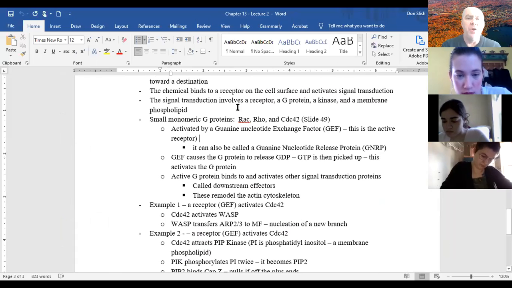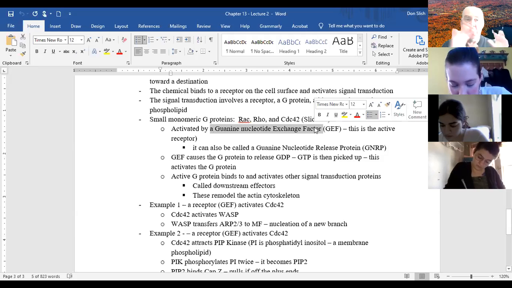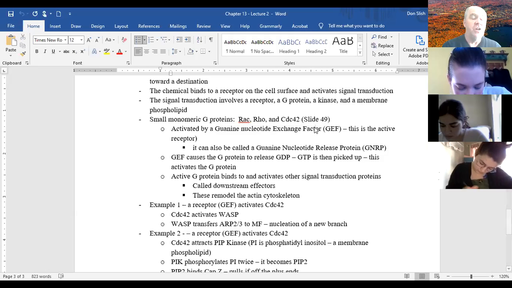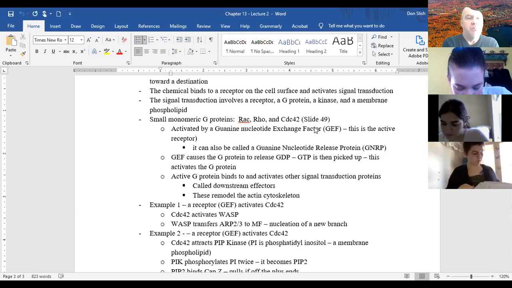Your small monomeric G proteins then are RAC, Rho, and CDC42. And these are going to be activated by a GEF. Sometimes GEF is called GNRP. I think this is an older name. I'm not sure people are using this anymore, but if you see that, it means the same thing, guanine nucleotide release protein. And again, this whole GEF thing is just a general term that we use for anything that will activate a G protein. In this case, we're talking about an active receptor activating the G protein. Typically, that's what it is that activates it.